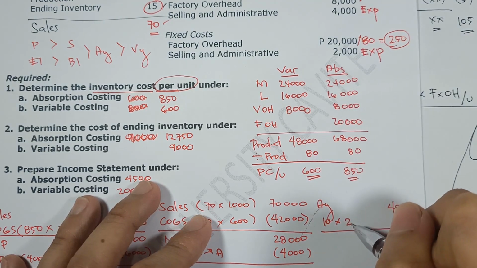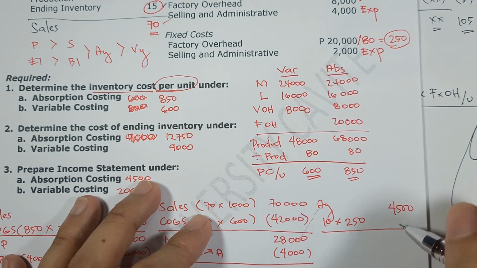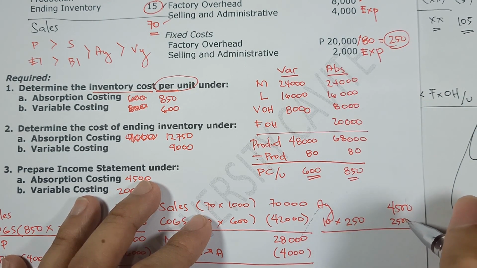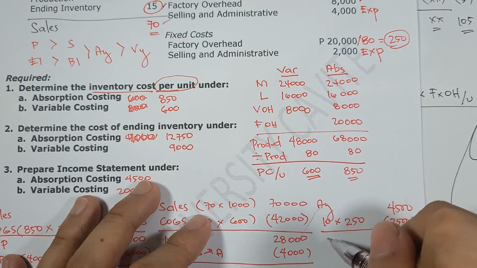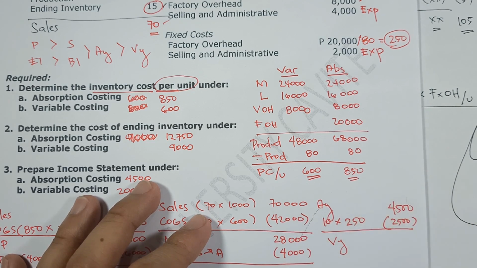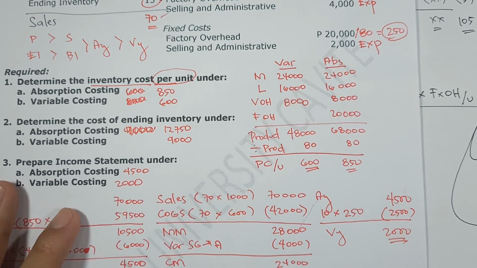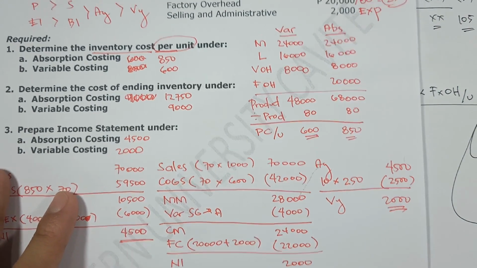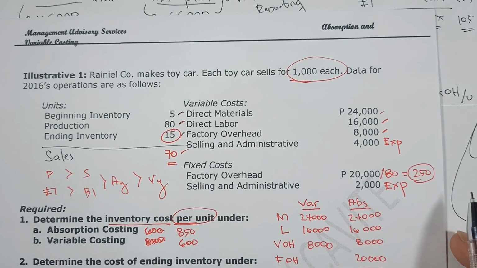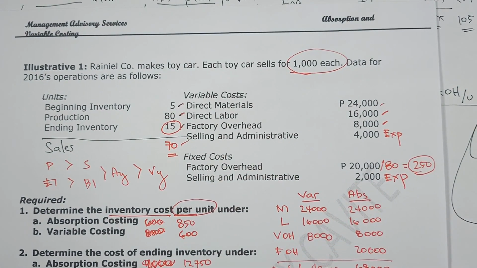So we multiply by 250. 10 times 250 is 2,500. Once again, absorption should be higher, so variable is lower, so it should be minus. Then 4,500 minus 2,500 gives us the variable income, which is equal to 2,000 pesos. So you compute exactly the same. So that is variable and absorption costing.